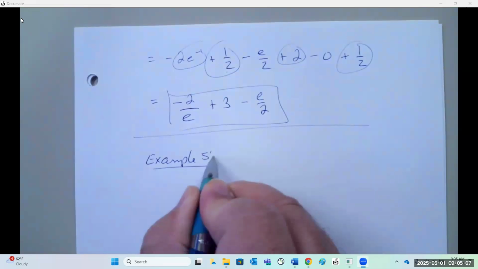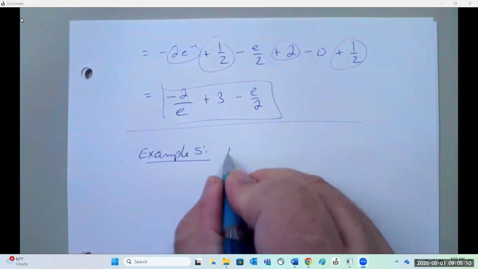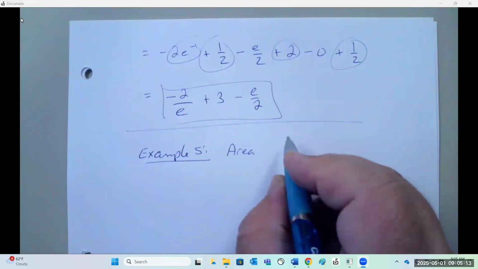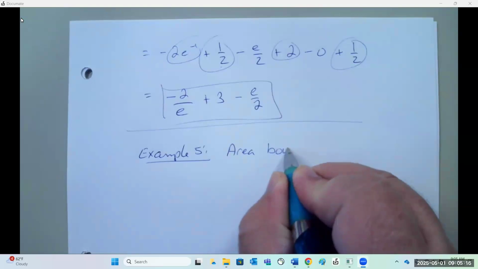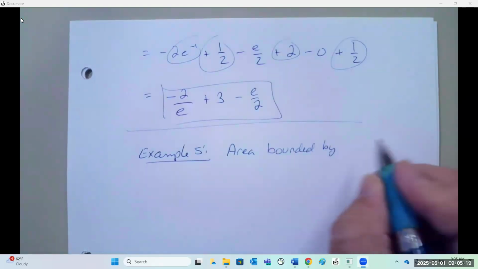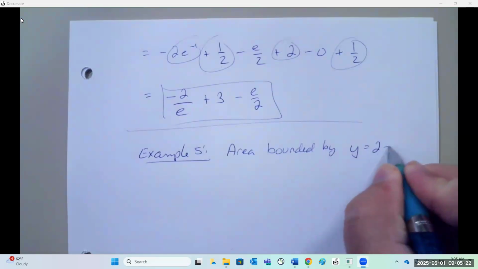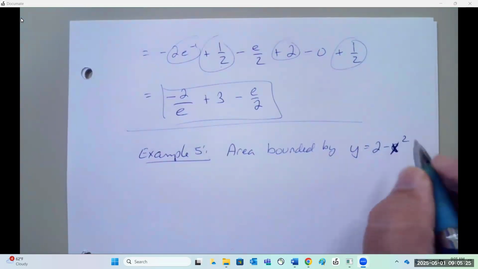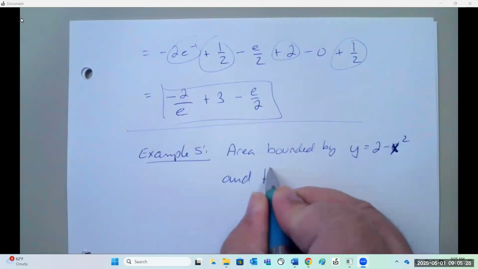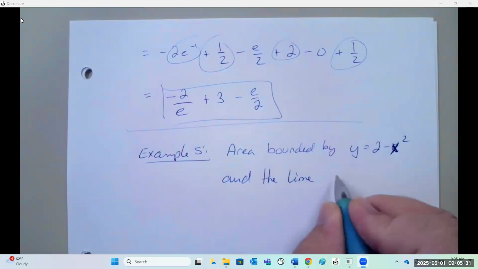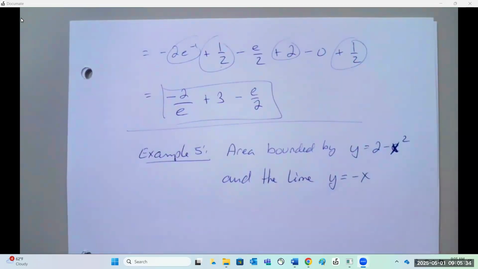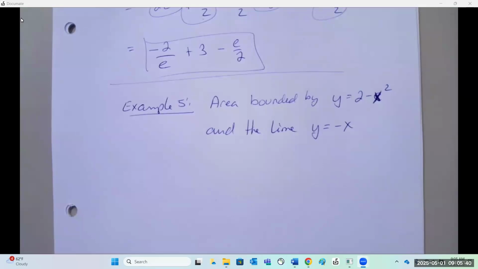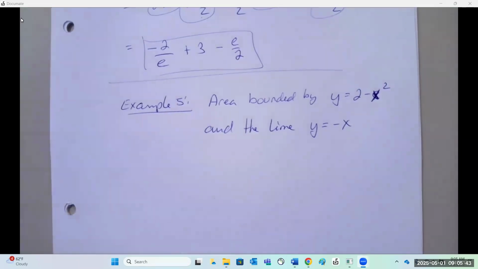Example 5. The area bounded by y equals 2 minus x squared and the line y equals negative x. It doesn't give us any bounds of integration. So what do we do?